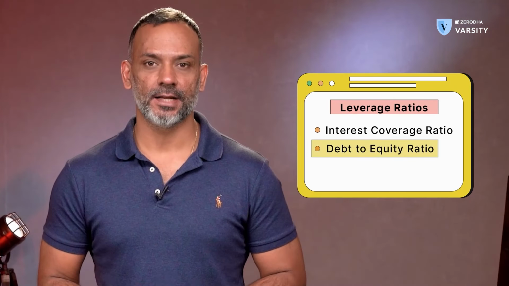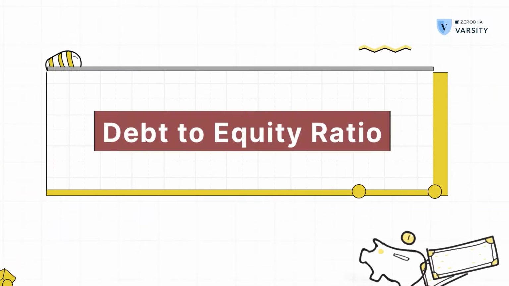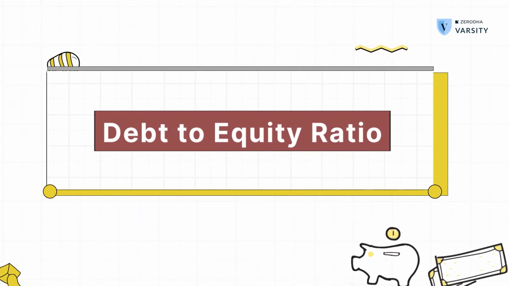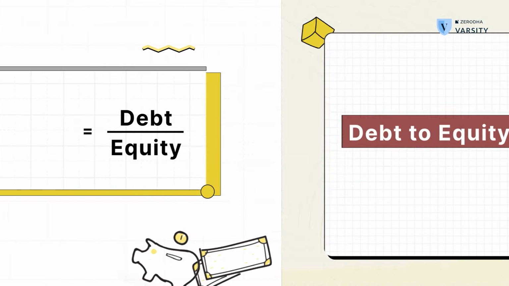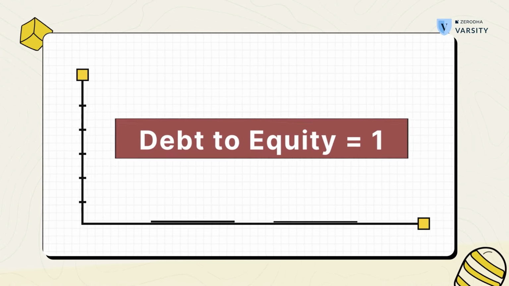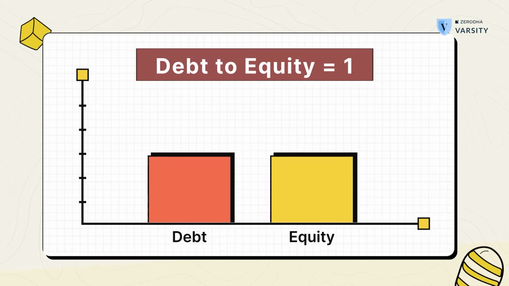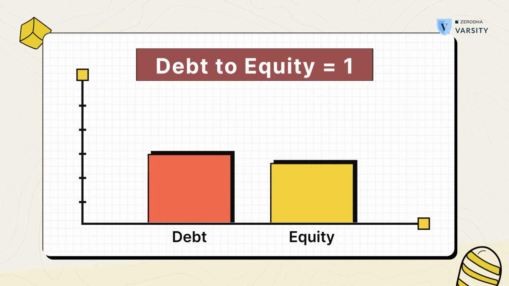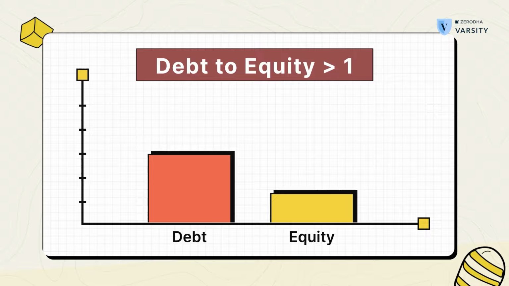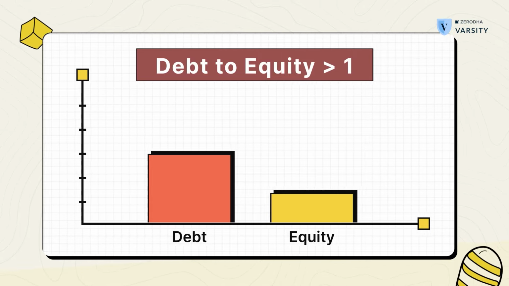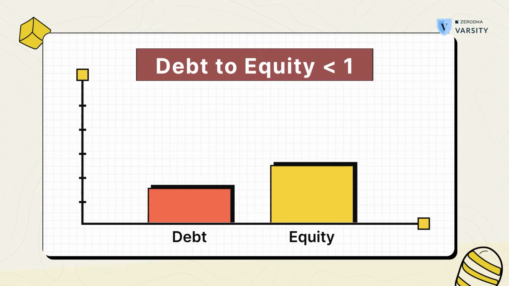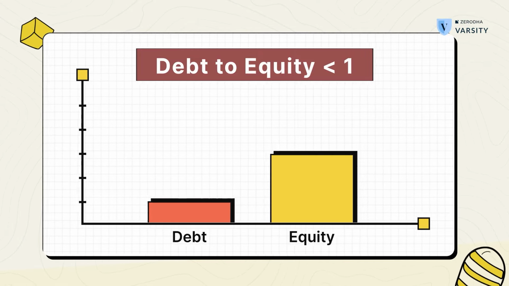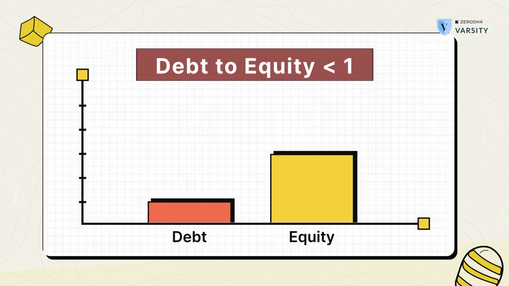The next leverage ratio that we'll look at is the debt to equity ratio of a company. The debt to equity ratio of a company is very straightforward. You simply divide the debt of the company by the equity of the company. A value of 1 on this ratio indicates an equal amount of debt and equity capital. Higher the debt to equity, that is more than 1, indicates a higher leverage and hence one needs to be careful. Lower than 1 indicates a relatively bigger equity base with respect to the debt of the company.